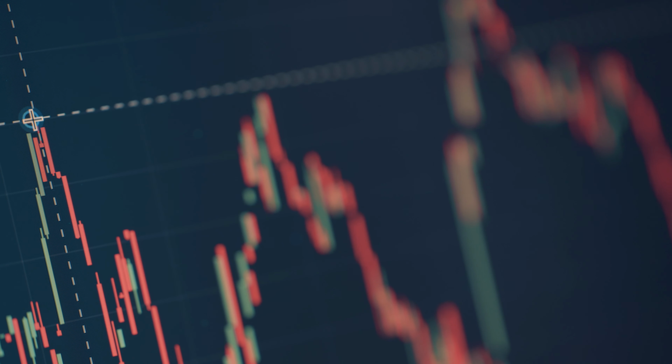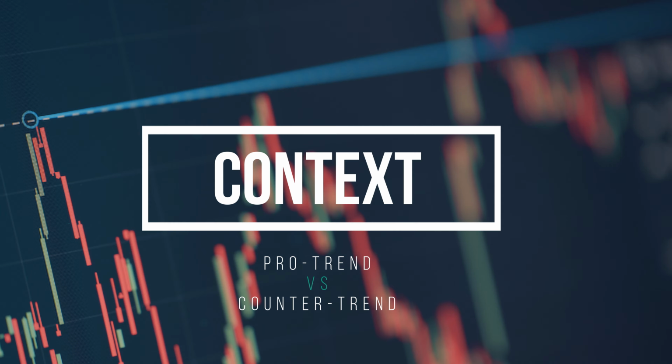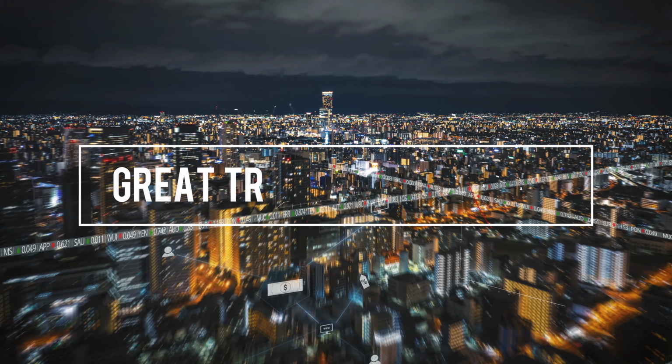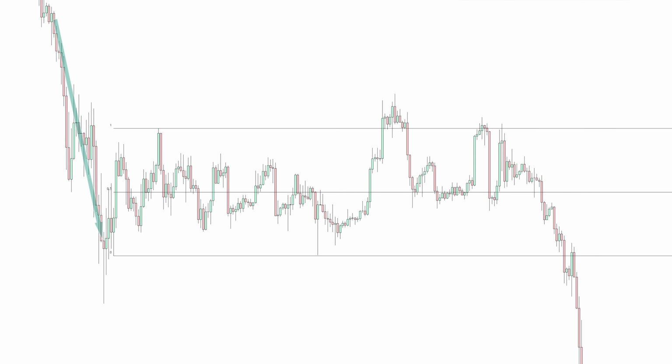At this point in the video, it would be good to touch on our old friend, context, especially pro-trend versus counter-trend trades. Sweeps and deviations are great tools to use when trading with the trend. For instance, when we see an impulse into the creation of the range, price starts ranging, a sweep or deviation of the range, and continuation. These plays are great trend joining tools and something I recommend placing good focus on.